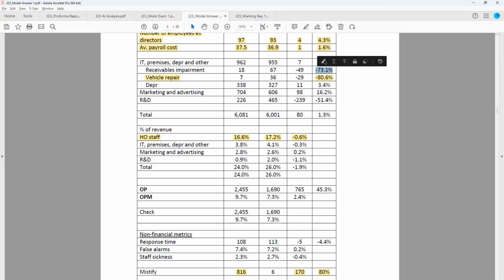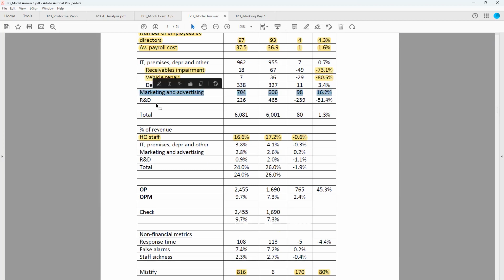The receivables impairment, that's quite unique to this case study business. Don't really see that in every single case study, impairments of receivables, and that's dropped quite a lot. So we can comment on that. Maybe there's been some better credit control, or maybe we'll find something out.